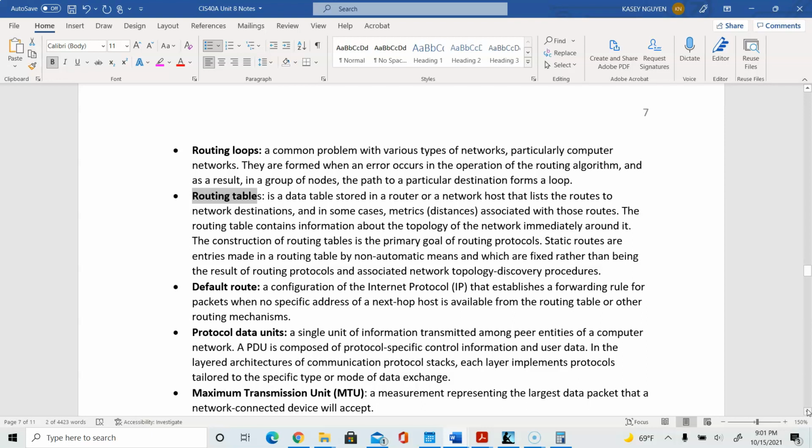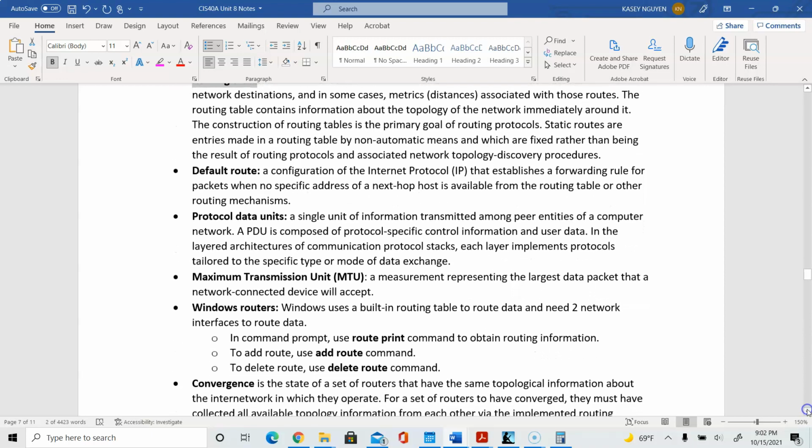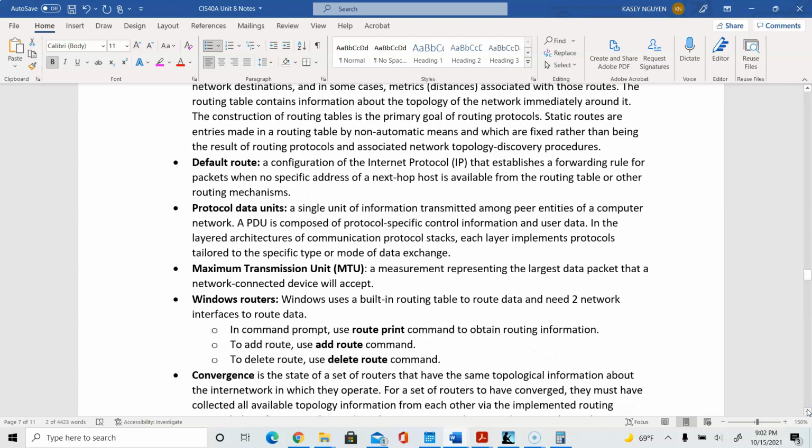And each implementation of the protocol is tailored to a specific mode of data exchange. Maximum transmission unit, your MTU, is a measurement that represents the largest data packet that a network-connected device will accept. Okay, maximum transmission unit. Your protocol data unit is going to be customizable to the data.